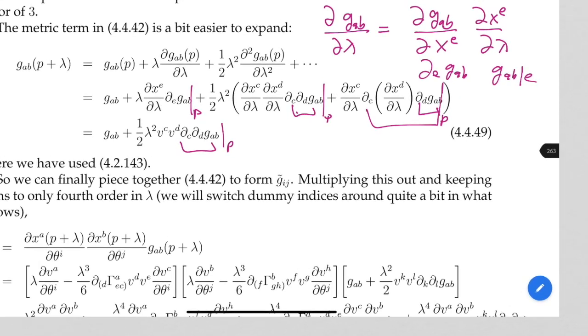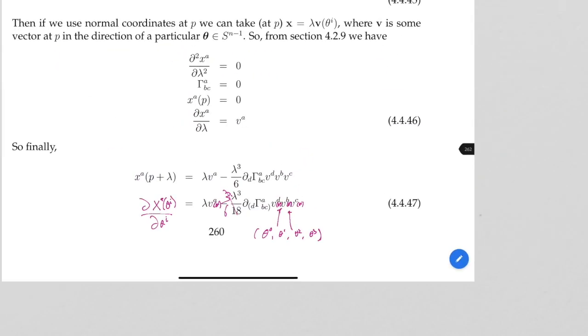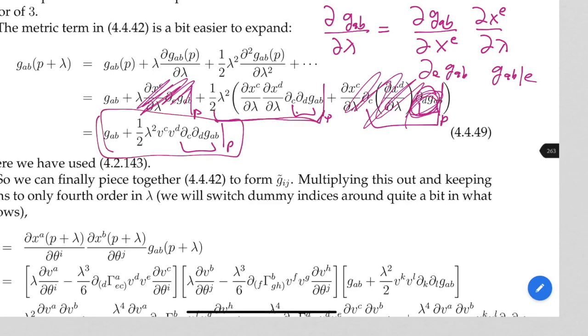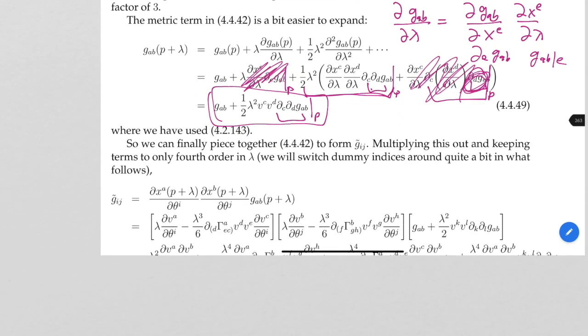And then we start applying the normal coordinate rules, right? These guys, where this is 0, which also means, since the connection is 0 at P, we also know that G, A, B, C is always going to be 0 at P. And so that means this term goes away, and that is 0, so that term goes away. So you're only left with this second term here. And that's what this is, right? That's what that is. And so we have calculated now the value of the metric only at the points on the sphere S^(n-1).